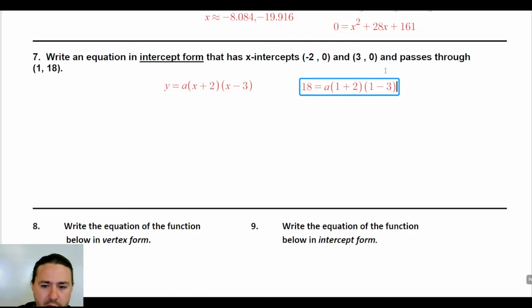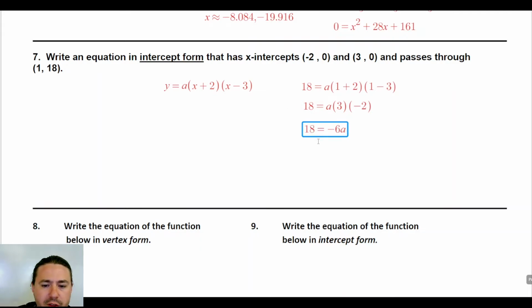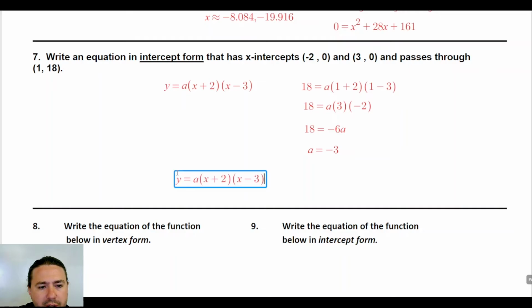So 1 plus 2 is going to be 3. And 1 minus 3 is -2. So we end up with this little equation, 18 equals -6 times a. And so if we divide both sides by -6, we're going to get a equals -3. So that's going to be our a value, and so now we can write our complete equation here. Y equals -3 times x plus 2 times x minus 3. And now we've got it in intercept form.